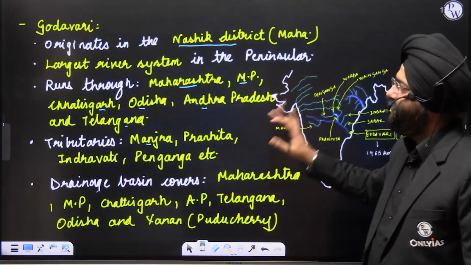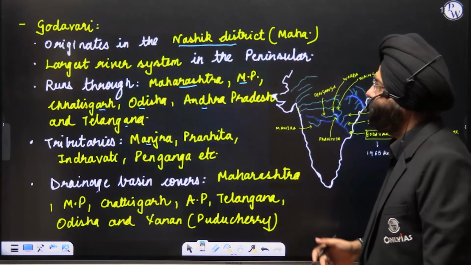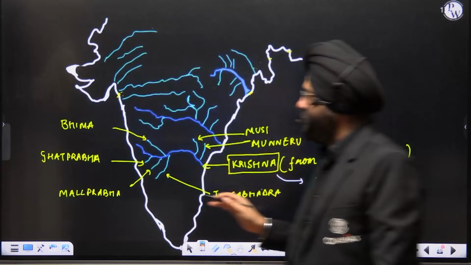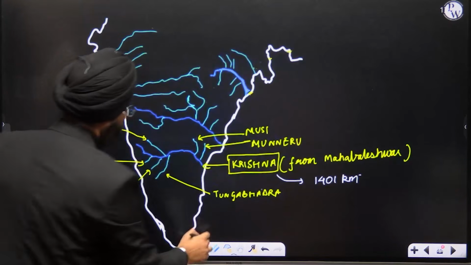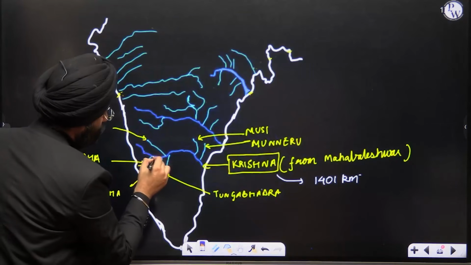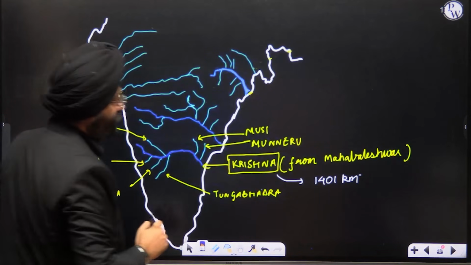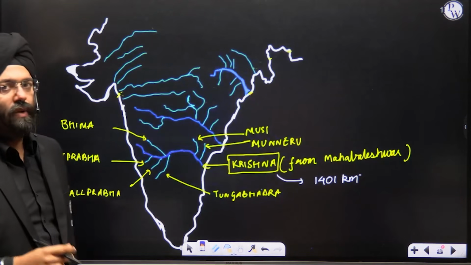Now we have done with the Godavari and its tributaries. Clear? Let's move ahead. Now comes the important river, which is Krishna. The Krishna river rises from Mahabaleshwar, moves on and finally drains into the Bay of Bengal. It is 1401 kilometers long.